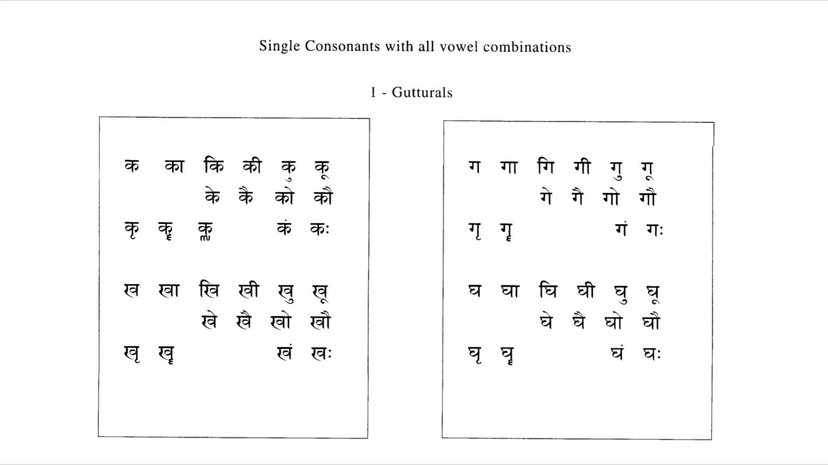Ka, ka, ki, ki, ku, ku. Ke, kai, ko, kau. And then to the last 2 letters of the third line. Kam, kaha. The beginning of the third line. Kr, kri, klr.